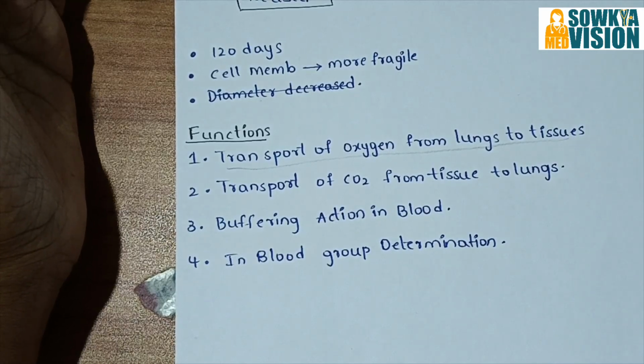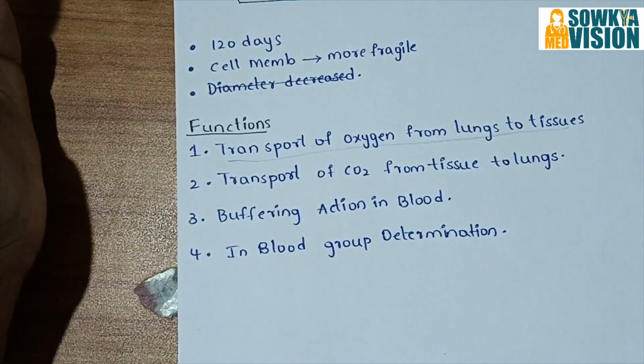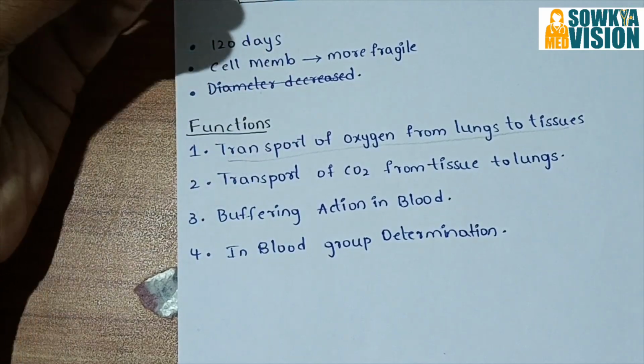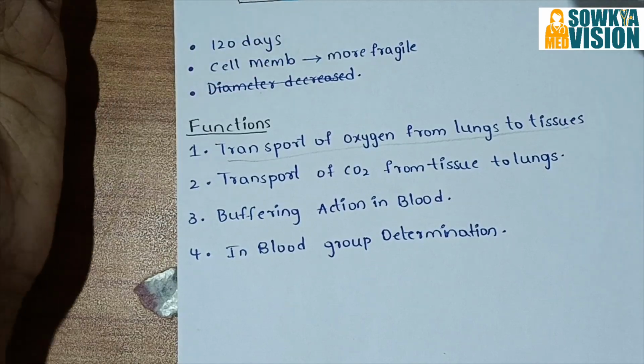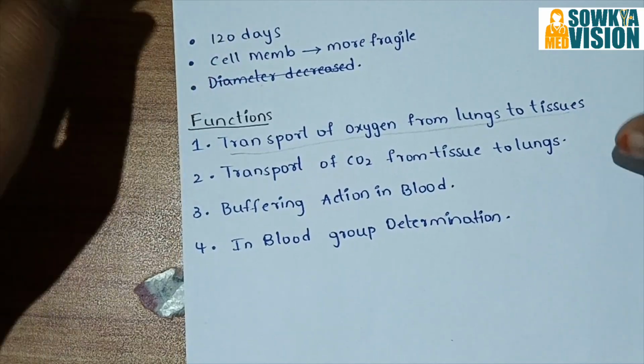This happens through capillaries. So what is the process involved here? The oxygen is bound to hemoglobin in the RBC through diffusion, and this is carried to the tissues. This is the main function of the RBC.